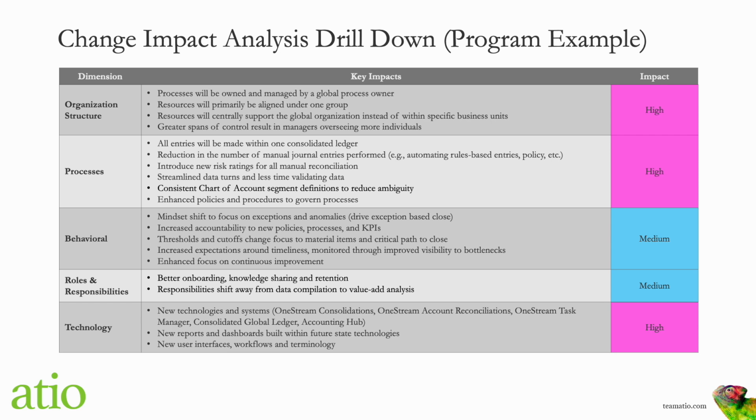Drilling down on the summary that we just looked at, so if we're looking at one of the projects in those columns on the right-hand side from the prior slide, we're now looking at a summary for that project using the same dimensions, but now you can see we have about 5 or 6 as a maximum of key impacts for each of the dimensions for that project and the impact in the relative scale.